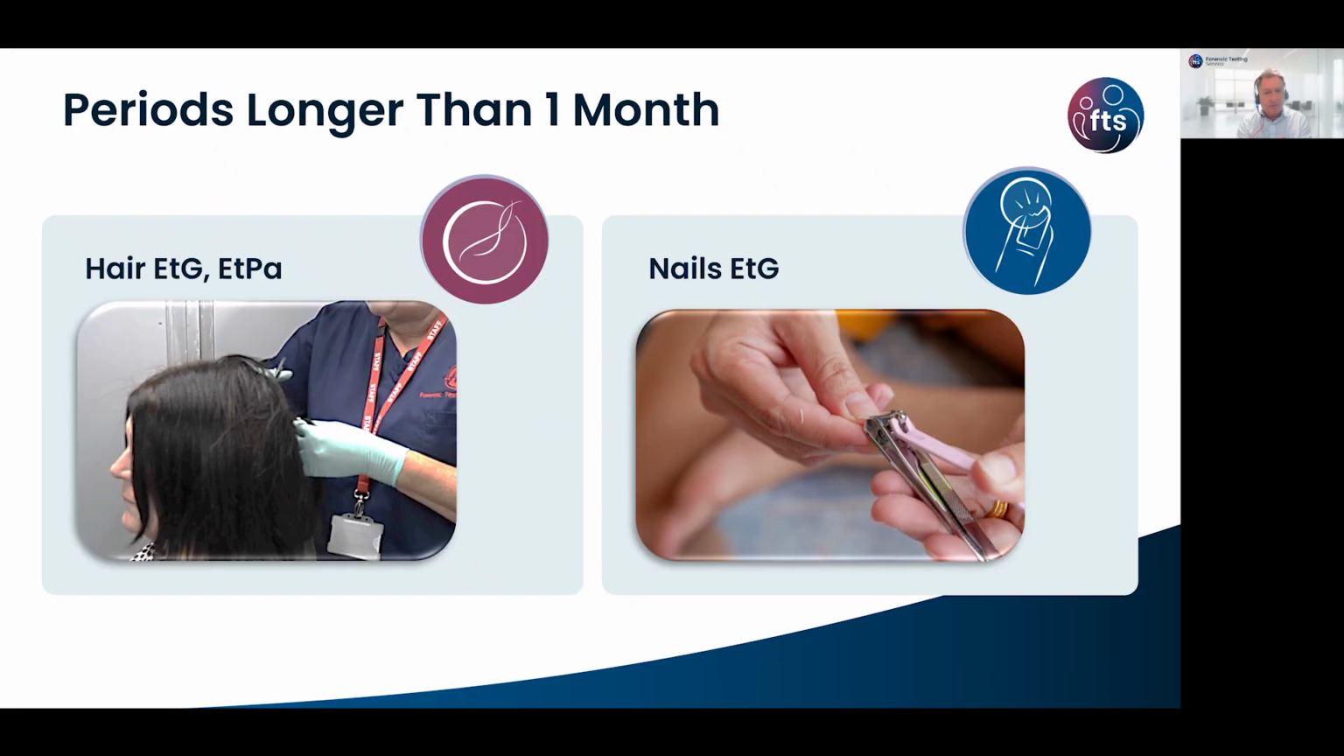So if you're looking for a longer history, longer than a month, say 3 months, 6 months, 9 months, then hair and nails are your best option. Again, you might combine this with whole blood. You might combine it with PEth. It works really well in those instances. So hair, you can get ETG and ETPA, and nails will give you ETG readings as well.